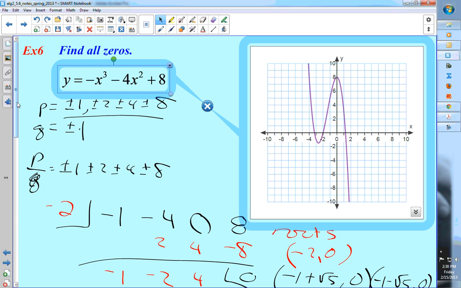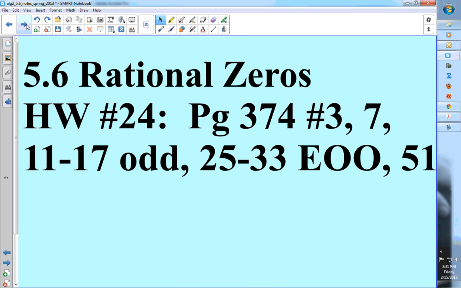This P over Q thing is pretty slick. It's old school. It's not technology. Okay, it's not an iPod or an iPad or an iPhone. It's an abacus, but it works every time. Okay, this is what you're doing over the weekend. Anybody have any issues, questions?